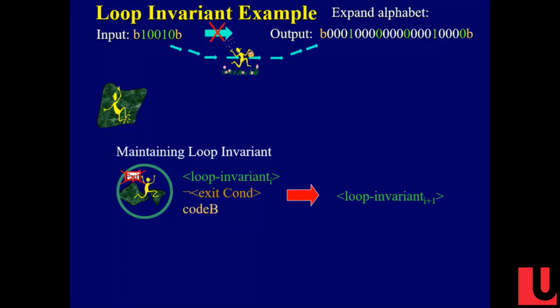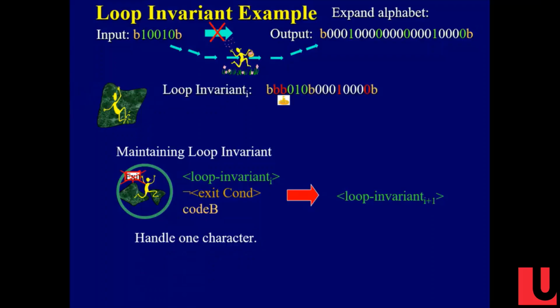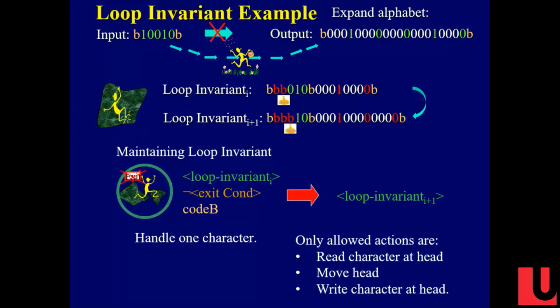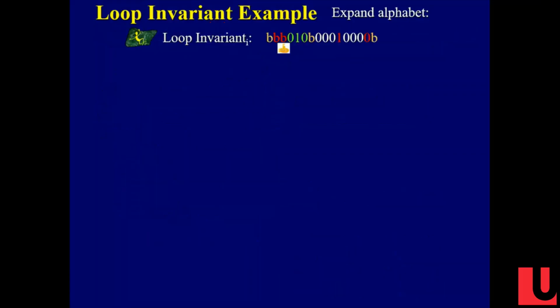Now we're going to do this loop invariant thing. Handle one character. We draw a picture of what's true right now, and we try to take one step to there. And we write machine code that's going to do it. What is a Turing machine allowed to do? It's allowed to move a character at the head. It's allowed to move the head. It's allowed to write something on the head. It's allowed to remember some finite amount of stuff. So, let's do it.